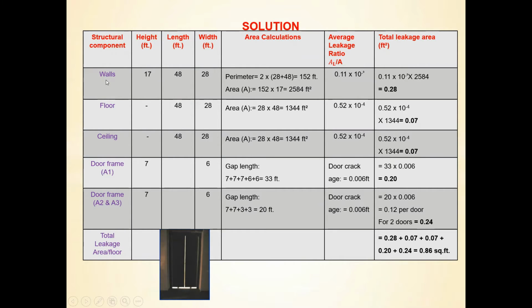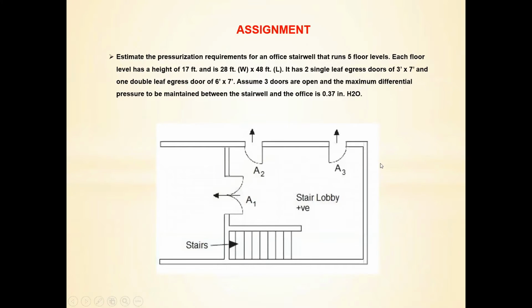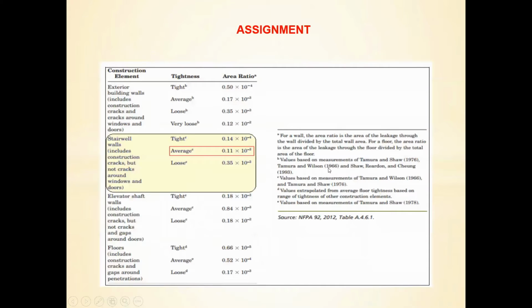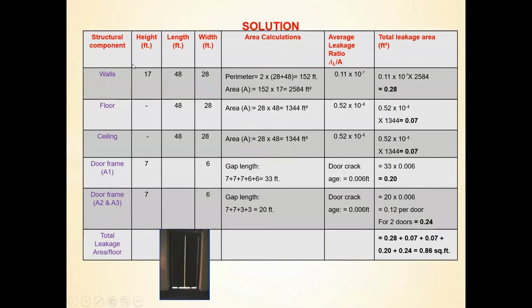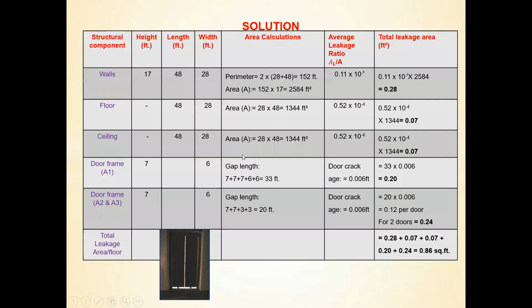So if we consider the leakage area for the walls, the length and width of the wall is 48 by 28, and the height is 17 feet. That gives the total perimeter of 152 feet, and the area is perimeter into height, that is 2584. And we saw in this table that for the walls, for average construction, the area ratio is 0.11 into 10 raised to power minus 3.